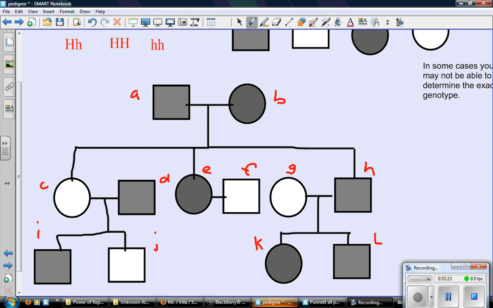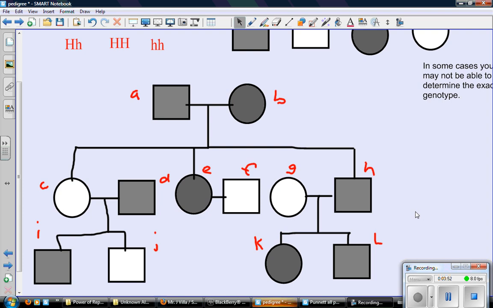So person A, what is that person? That's a fish, sorry, we're talking about fish. It's a boy with a dominant gene. He's a purple fish. Now, do we know what his genotype is? No. We'll do a little investigating and see if we can figure it out. What about fish B? A girl purple fish, a girl with the dominant gene.